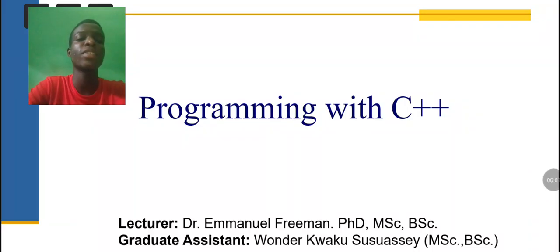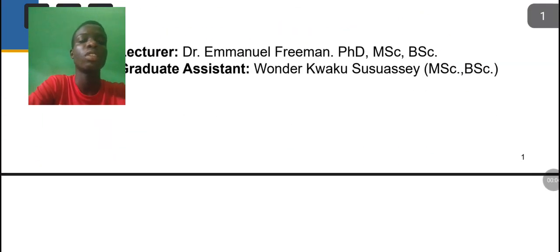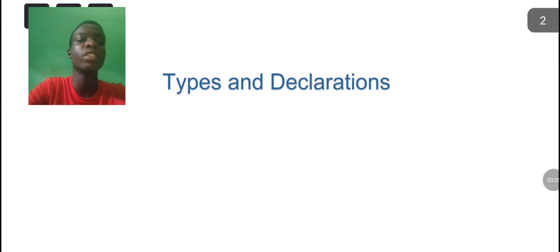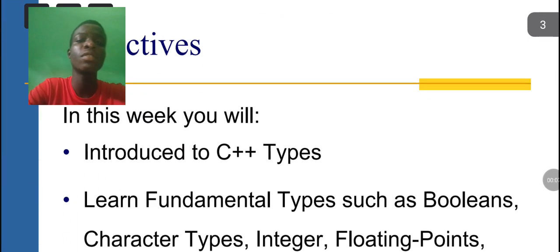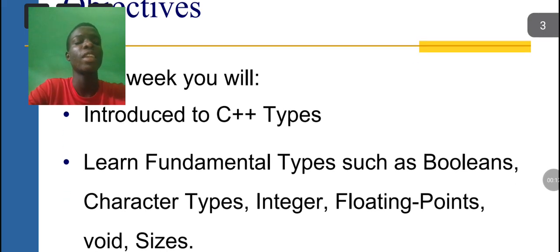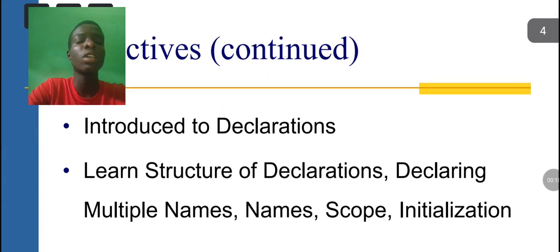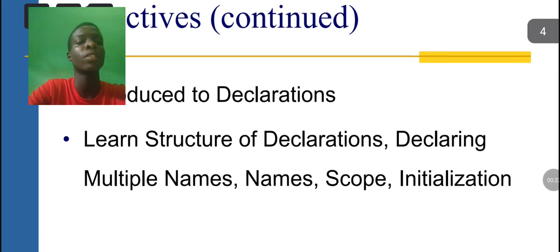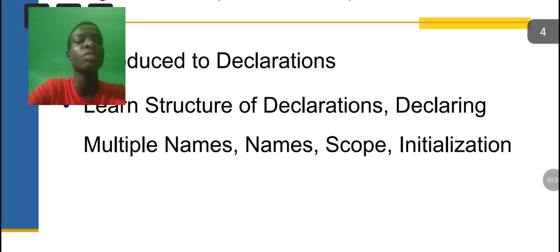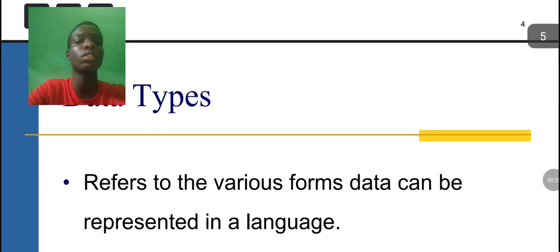Programming with C++. This is lecture 2, and the topic is types and declarations. Our objective is to introduce the C++ types, that's the data types, and examples are the boolean, character, floating point, double, etc. Now our objective is to introduce declarations, initialization, the multiple name, scope, etc.